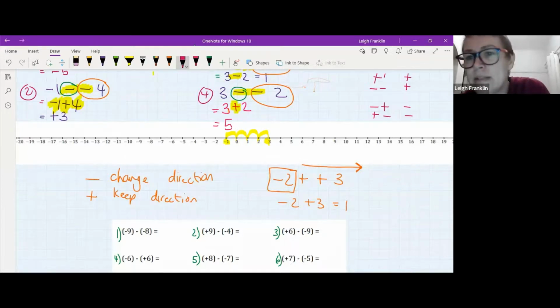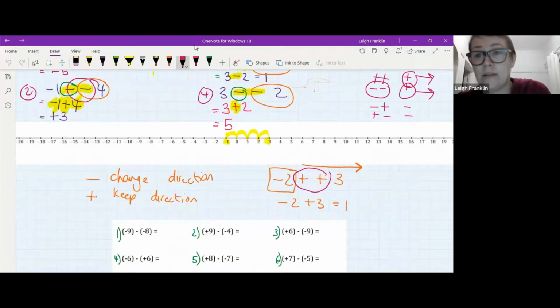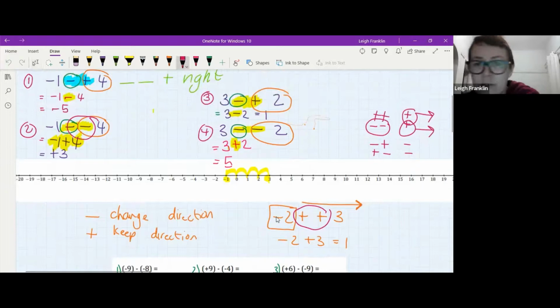So when two pluses sit next to one another like they did here, it becomes plus and we move to the right. When two minuses sit next to one another like they did over here, it becomes plus and we move to the right. When a minus and a plus sit next to one another like they did over here in number 3, then it becomes a minus and we move to the left. And when a plus and a minus sit next to one another, again, it becomes a minus and we move to the left. Okay, so that's how we know whether we're supposed to be moving left or right.